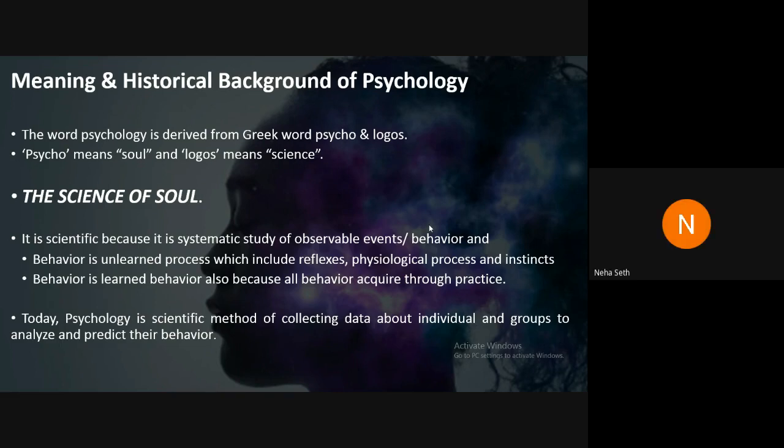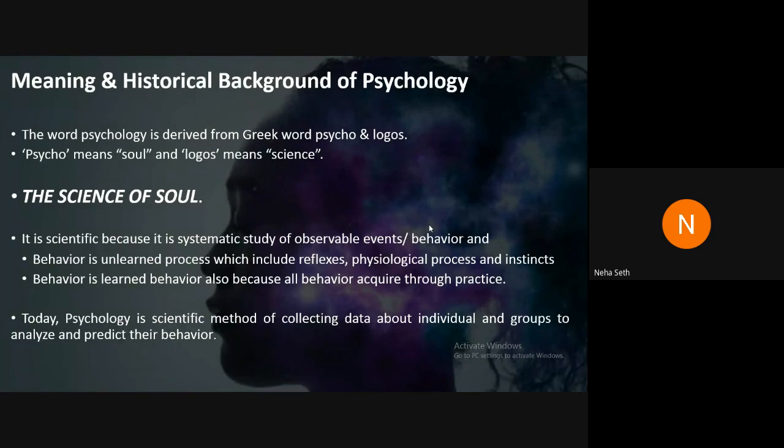So, I was just telling you about psychology. Basically, this is a word which was derived from the Greek word. It includes psycho plus logos, where psycho means soul, whereas logos means science. So basically, it is a science of soul. There are different steps that we need to follow when we are studying psychology. We are studying basically the soul. We have to reach that level where we can study the soul of people.